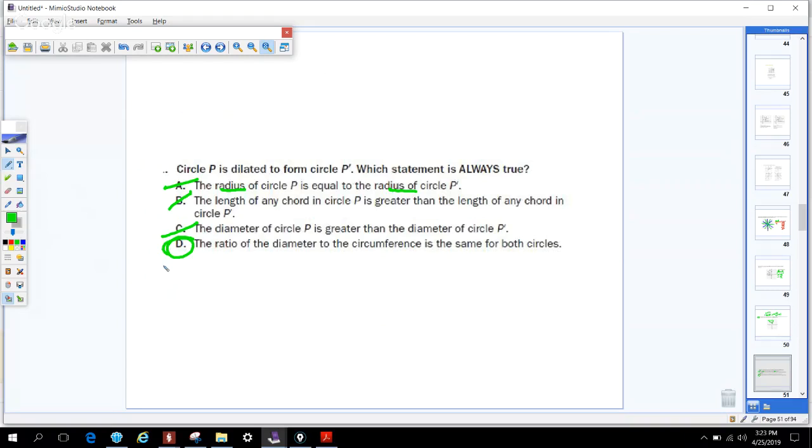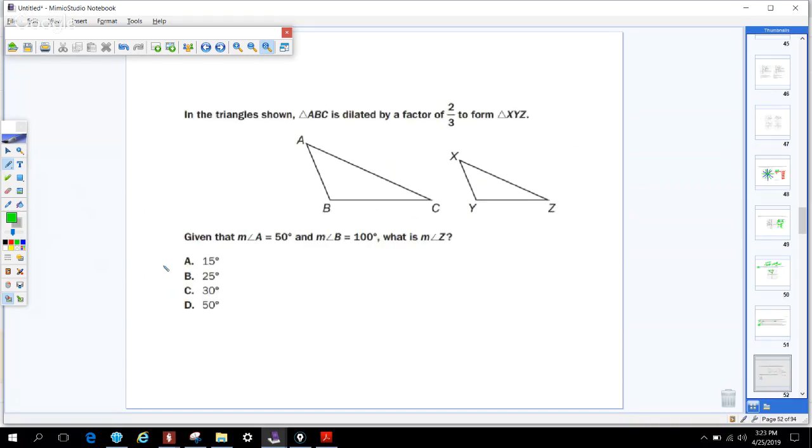I would highlight it. I would remember the sentence because you will probably see something like it. The ratio of the diameter to the circumference is the same for both.